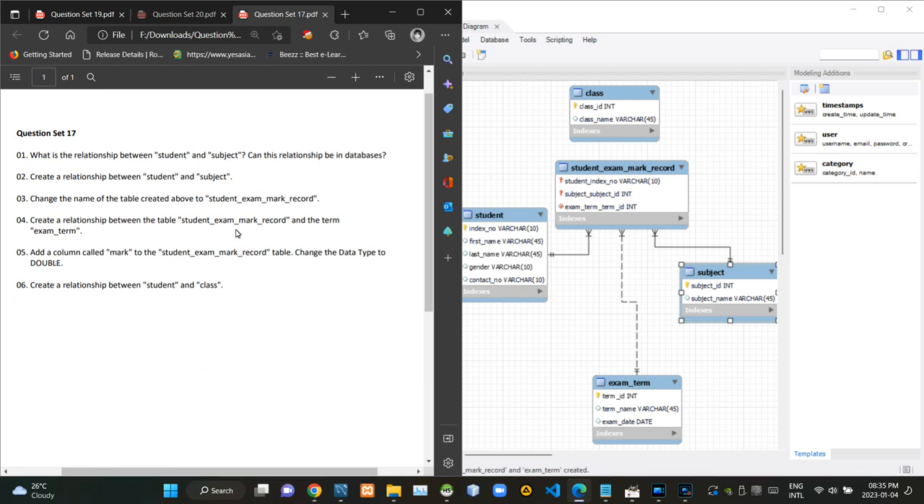Then in the next question, they are asking us to create a new column named mark with the data type double in the student exam mark record table.